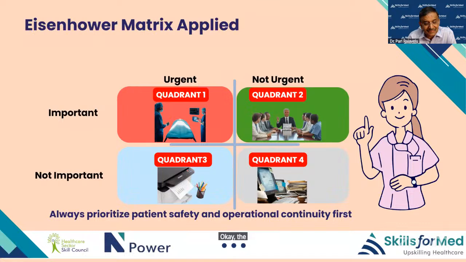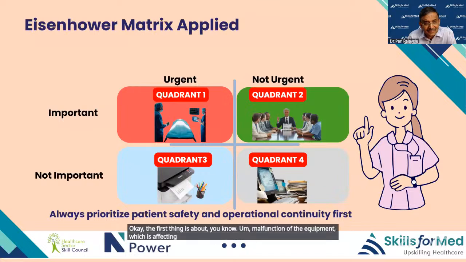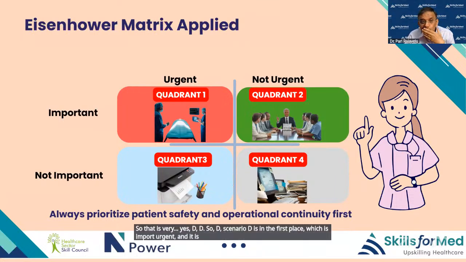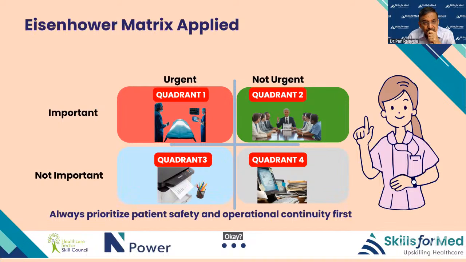The first thing is about malfunction of the equipment, which is affecting most of the patient care area. So that is D, right? Scenario D is in the first place, which is urgent and important. And quadrant 2 is not urgent and important.